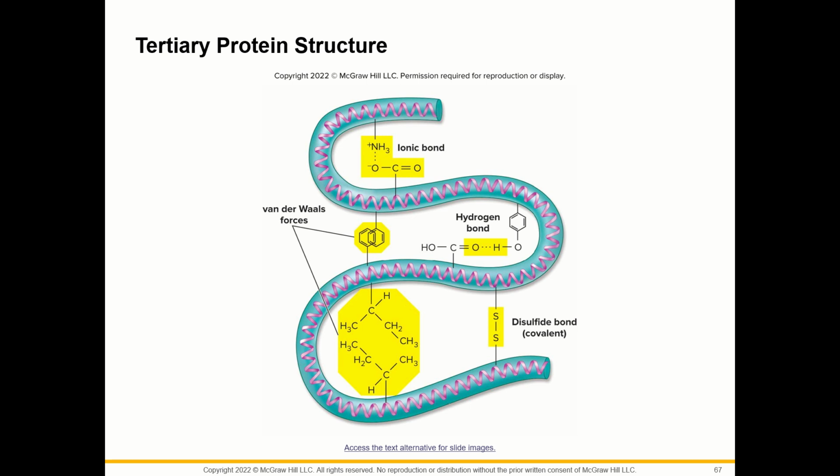Figure 2.29 shows the bonds responsible for the tertiary structure of the protein. The tertiary structure of a protein is held in place by a variety of bonds. These include relatively weak bonds such as hydrogen bonds, ionic bonds, and van der Waals or hydrophobic forces, as well as the strong covalent disulfide bonds. It says that it was the cysteine amino acid that bonded those together.